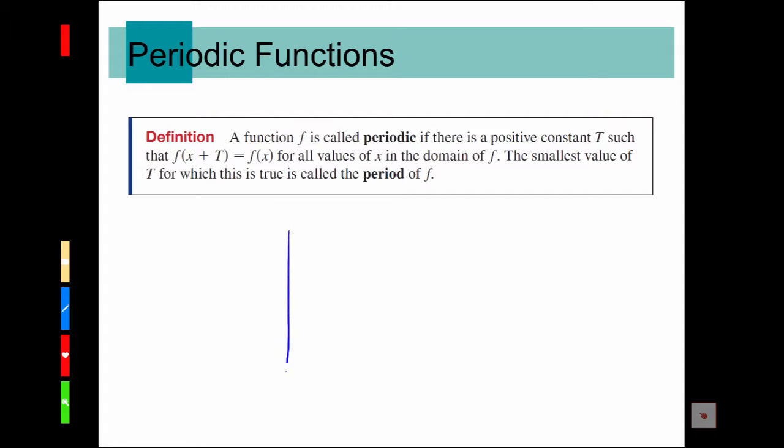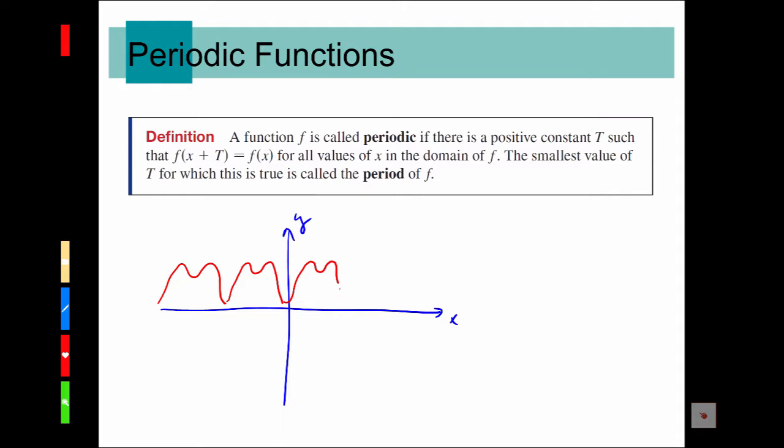So for instance, if I was to draw an example of a periodic function, it might look something like this. Maybe I have a graph that does that. Then it repeats over again. That's a periodic function because it's basically multiple copies of the same graph over and over and over again, repeating as we go to the right in x.